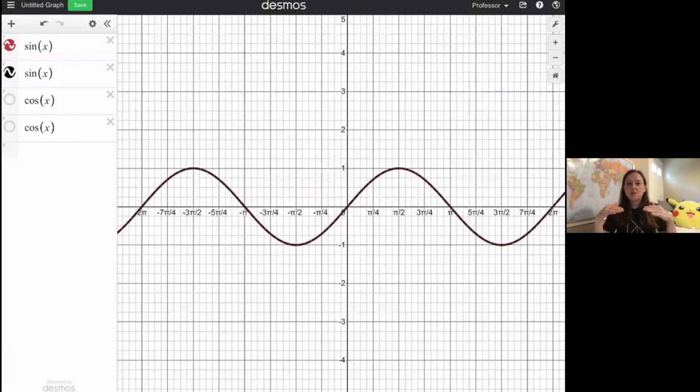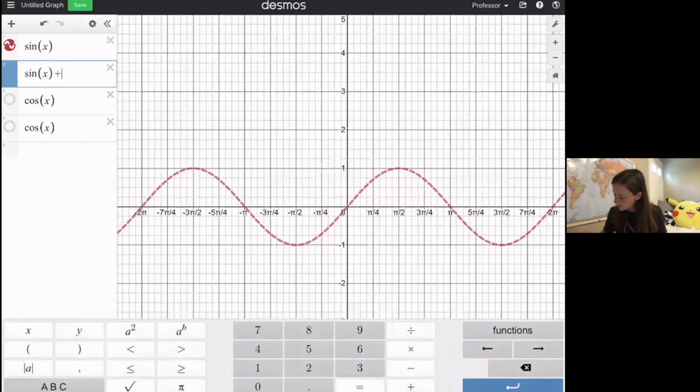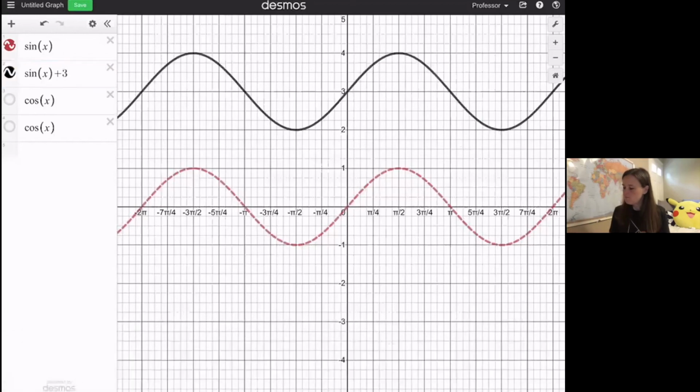If I wanted to scoot that up or down, that would just be an up or down transformation. Remember with x squared, if I wanted to move it up or down, I would just add or subtract. So let's try to add a 3. That does exactly what I expected it to. It shifted that graph up 3 tick marks. So now the midline is at y equals 3.